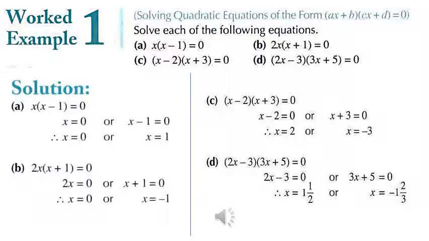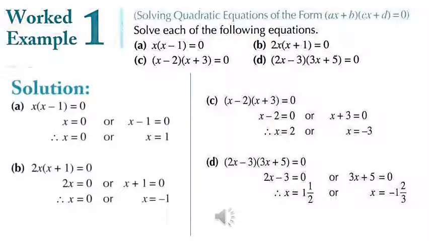Now we are going to solve part A. The product of x and x minus 1 is equal to 0. Since the product is equal to 0, one of the factors is equal to 0. Either x is equal to 0 or x minus 1 is equal to 0. So there are two values of x, 0 or 1.